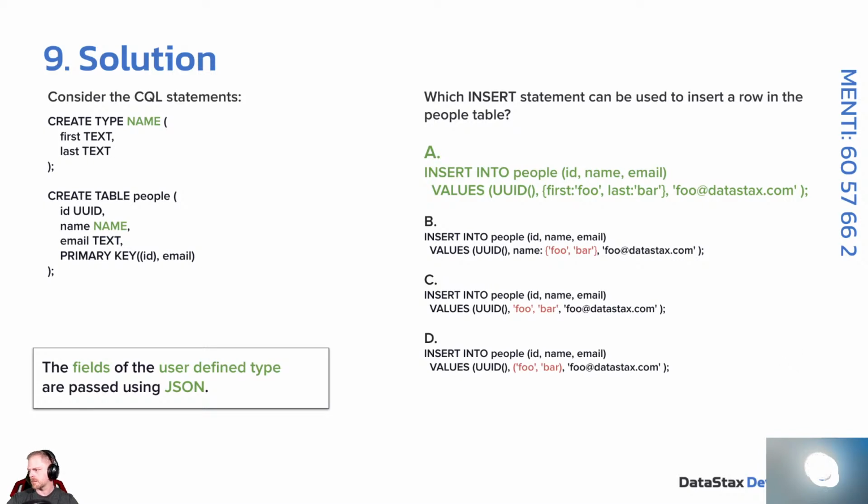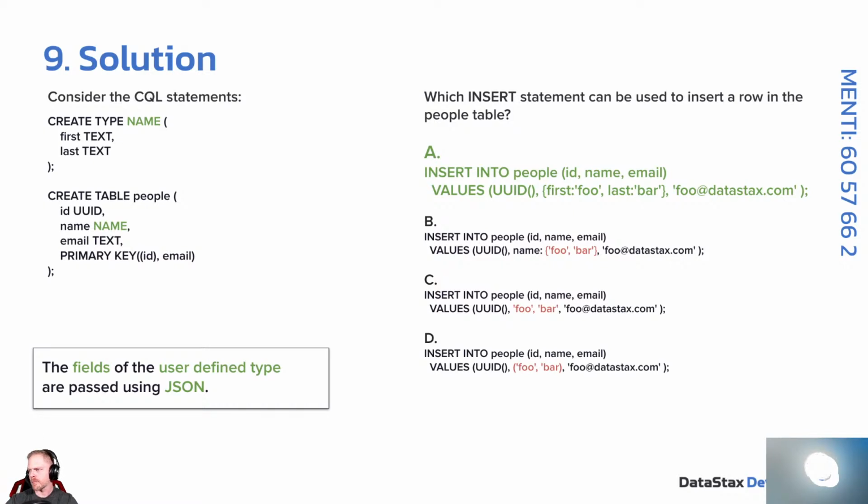In this question, it's one of those syntax questions. This one's a memorization question. You kind of either remember this or don't. But the first thing to note here is that we are creating a user-defined type called name and a table called people that uses that user-defined type. So we have some of these ways, like user-defined types and collections, of organizing more complex data within our table structures. Notice that both the name type and the people table are created in a keyspace.